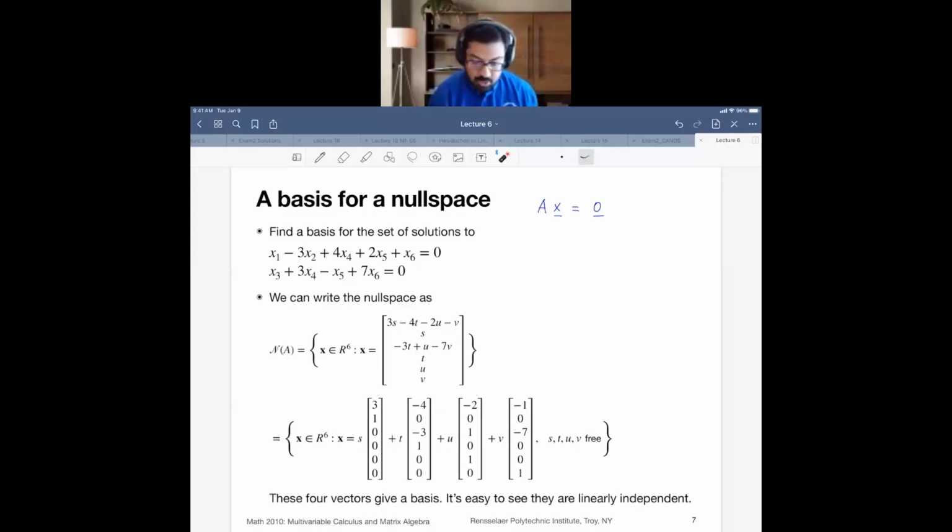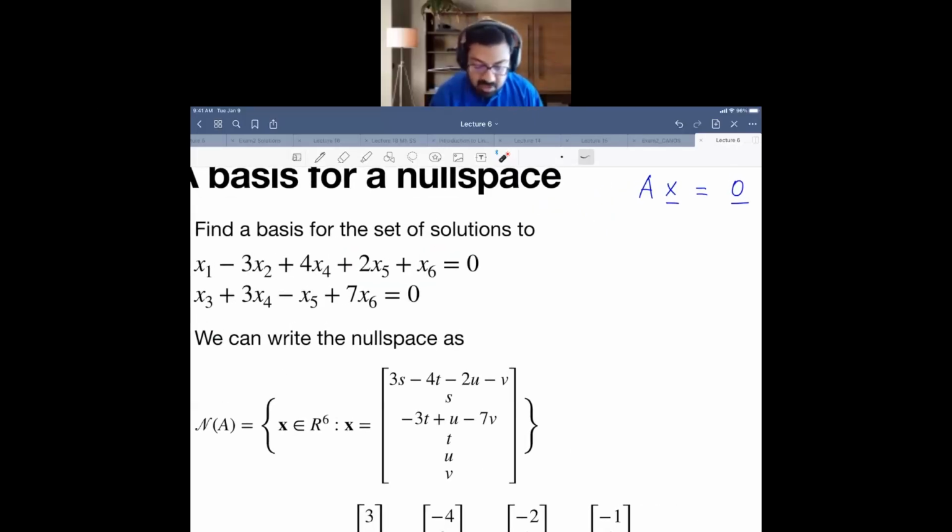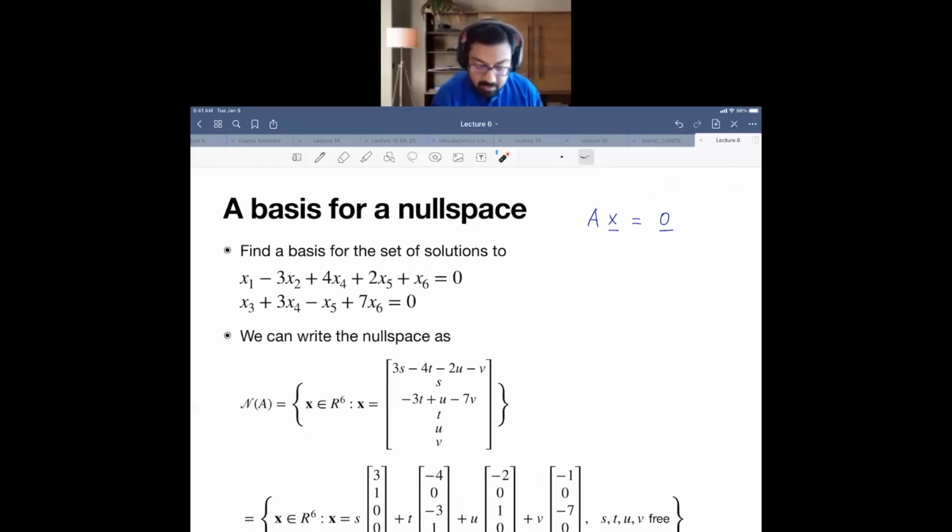So let's try to work with an example that we had already worked with. We worked with these equations in the previous lecture, but let's start again. We are trying to find a basis for the set of solutions to these two homogeneous equations. So you've got 6 variables in here, and you can set it up as an augmented matrix, and then you can do the row reductions.